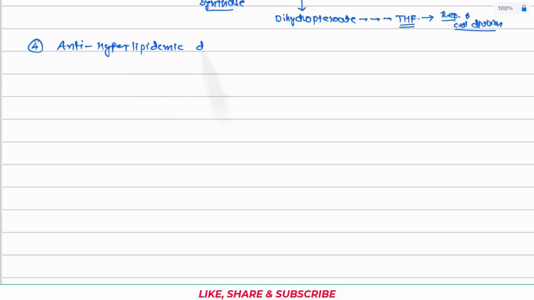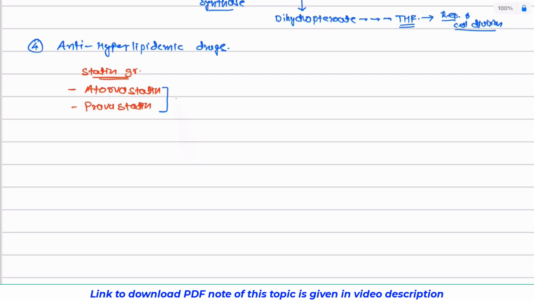Anti-hyperlipidemic drugs. Here we have the statin group of drugs. This statin group majorly involves atorvastatin and pravastatin. Both these drugs, atorvastatin and pravastatin, competitively inhibit one enzyme, that is HMG coenzyme A reductase.